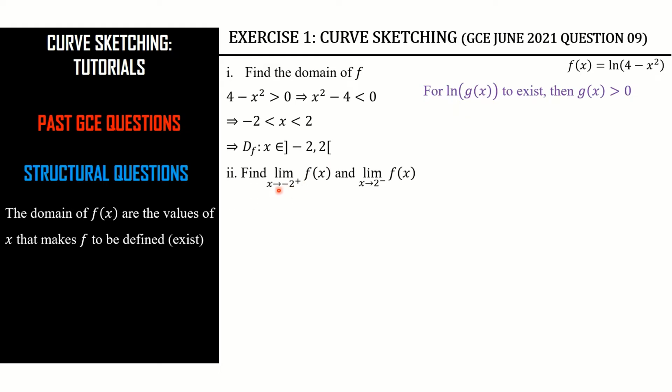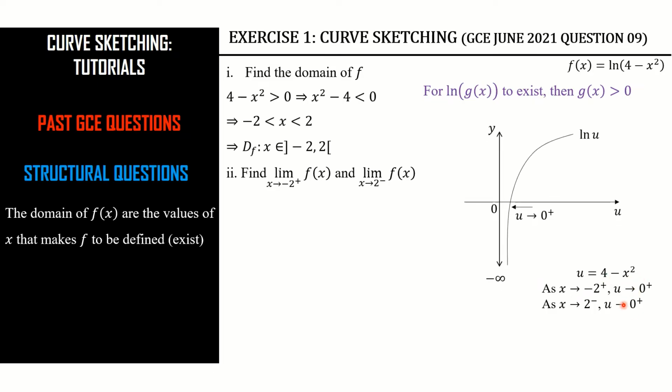Alright, Roman 2 is asking us to find the limit as x tends to negative 2 from above of f of x and the limit as x tends to 2 from below of f of x, sorry. Alright, so we know that if you use a substitution u equal to 4 minus x squared, clearly as x tends to negative 2 from above, our u tends to 0 from above, because when you square x near negative 2 it becomes positive 4 from below, so 4 minus 4 from below gives us 0 from above. Now also, as x tends to 2 from below, our u is tending to 0 from above, because when we square x we get 4 from below, and 4 minus 4 from below gives us 0 from above.